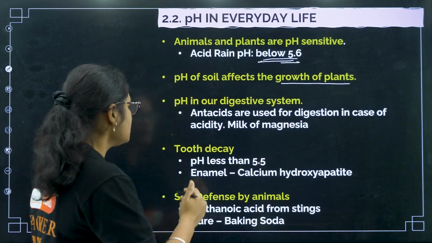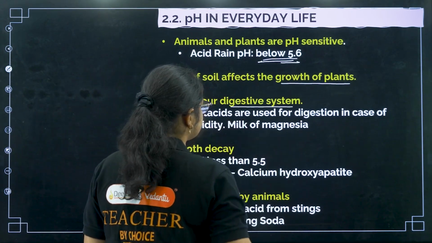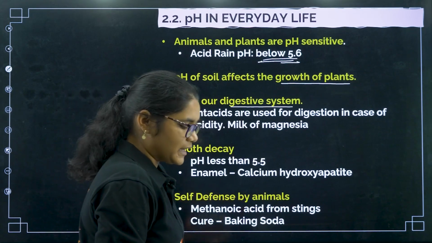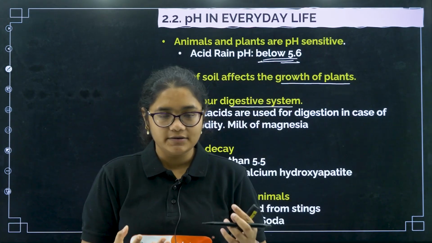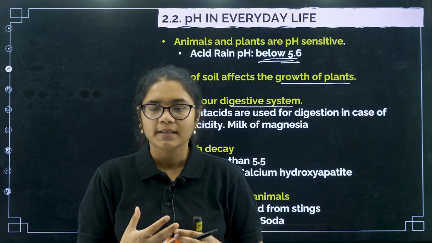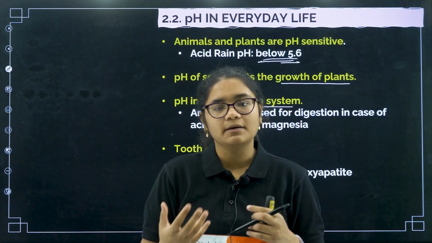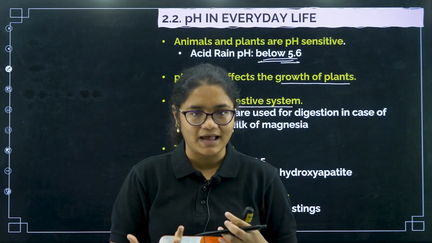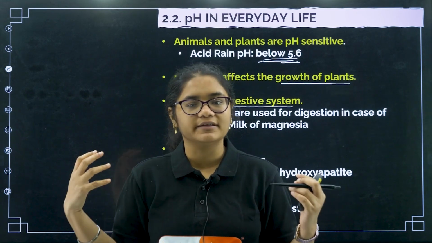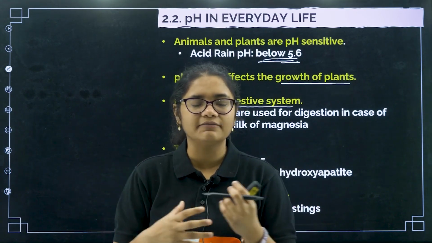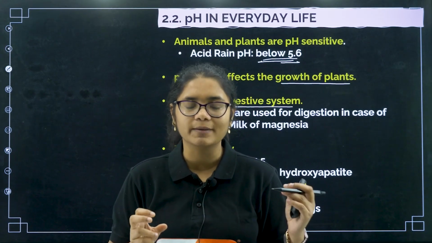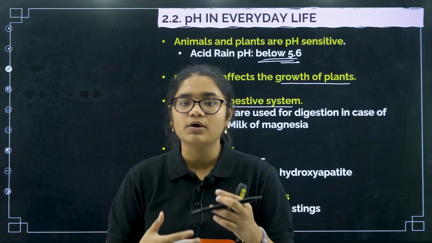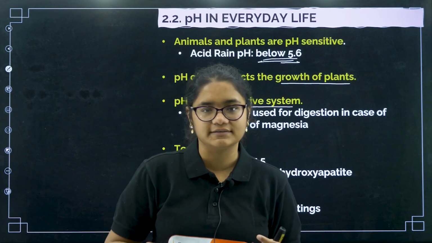Third is pH in our digestive system. Now see, generally what happens, our body releases acid to digest the food. In certain cases, sometimes the stomach releases more acid. Now the theory behind this is that we have a routine of food, right? We take food at a particular time generally. So with that our body also releases acids to digest that food.